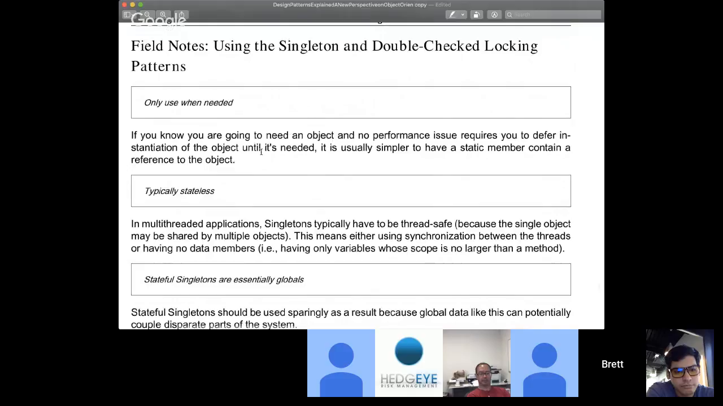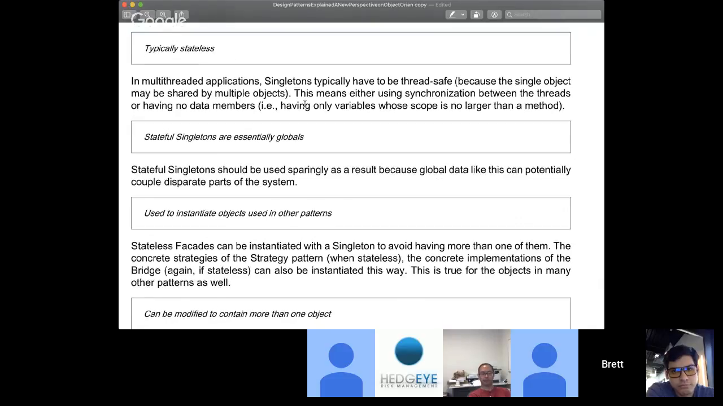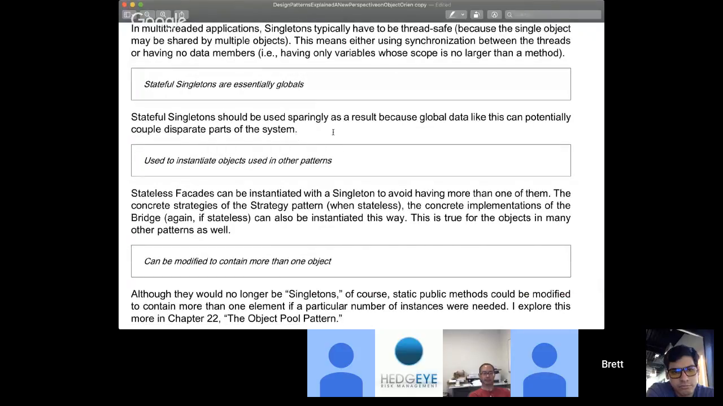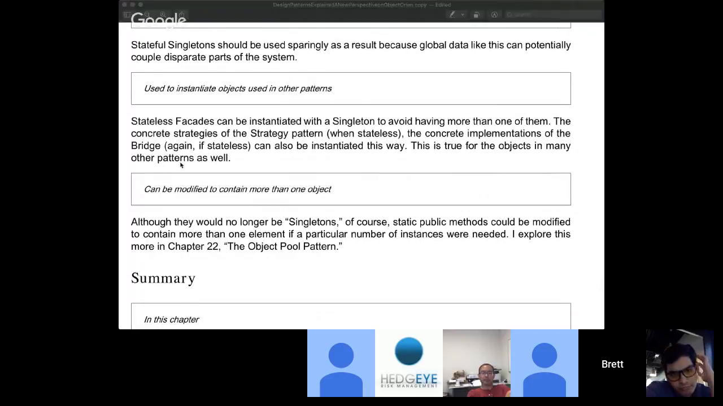Okay, some field notes. If you know you're going to need an object and no performance issue requires you to defer instantiation until it's needed, it's simpler just to have a static member contain a reference to the object. In multi-threaded applications, you can't necessarily use singletons. You have to use double-checked locking or something similar. Stateful singletons should only be used sparingly, basically because of global data issues. Stateless facades can be instantiated with a singleton. And that's about it.